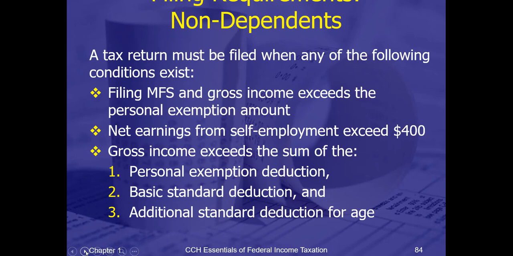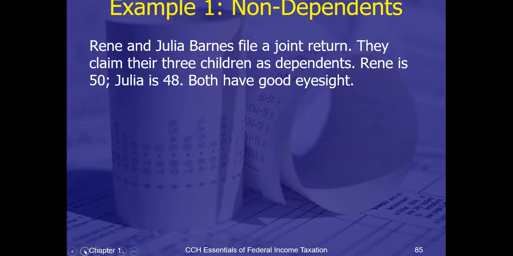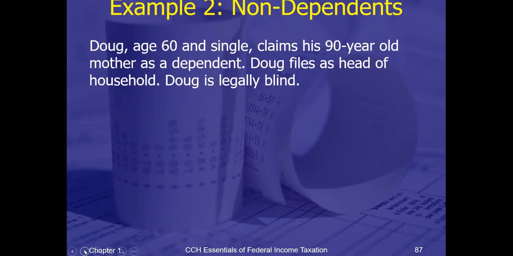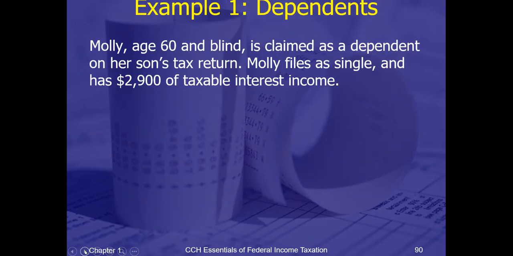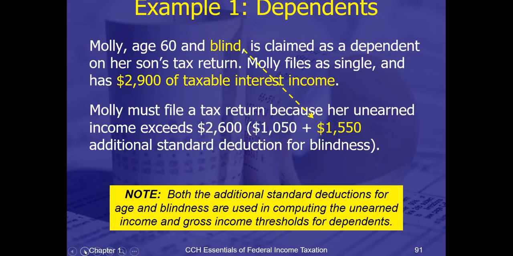So who has to file? You have to file a return if you fit these criteria. If your income is low enough, you don't have to actually file a return. But if your income is over, usually, the standard deduction and the personal exemptions, then you have to file. So there are some examples here that we're not going to spend a lot of time on, as long as you understand it's the same kind of calculations as figuring out the standard deductions.